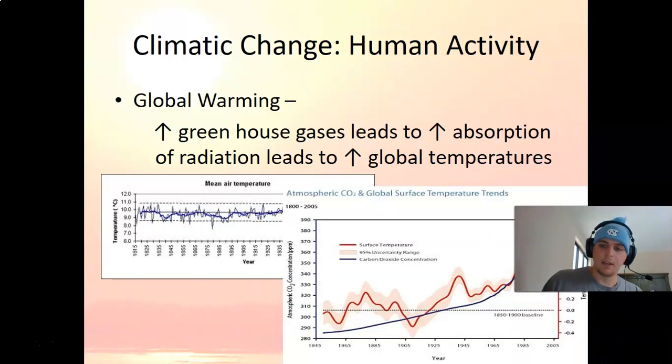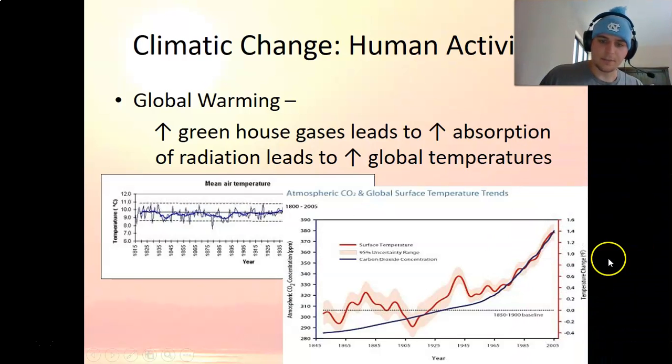Okay, here's really the graph that cinches it. All right, this is carbon dioxide concentration in the atmosphere. It has been going up, and especially since right around here in the 20th century onwards, it's just been going up really quickly, climbing.